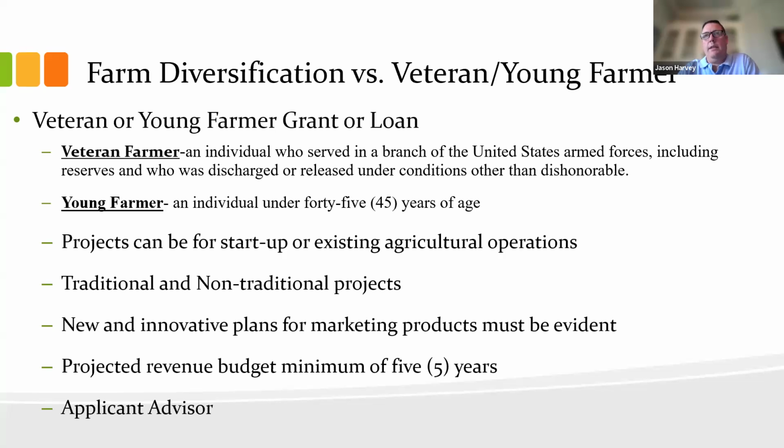The difference between the diversification grant and the veteran young farmer one is that applications can be for new or existing ag operations. So you do not have to currently be farming or ranching to be eligible to make application. And the projects could be for traditional or non-traditional ag production. Those are some of the major differences between the diversification and the veteran young farmer one. Again, like the other one, we're looking at new and innovative plans for marketing.